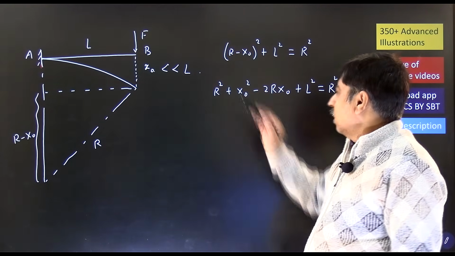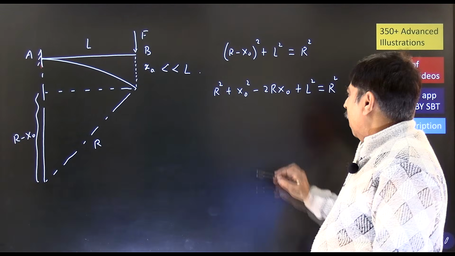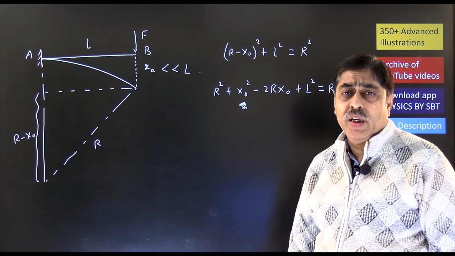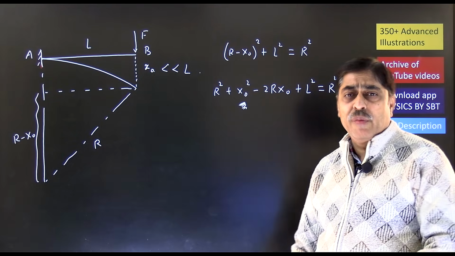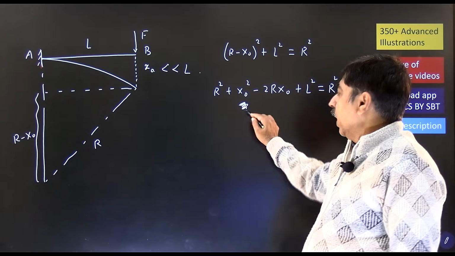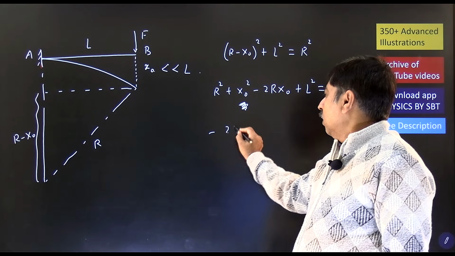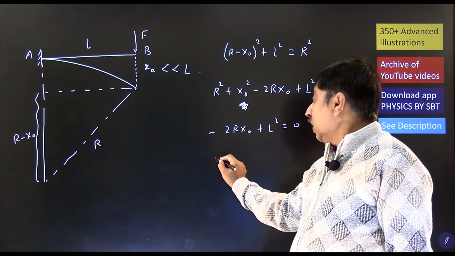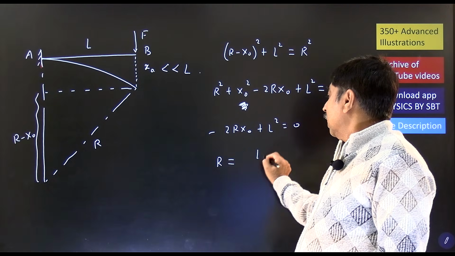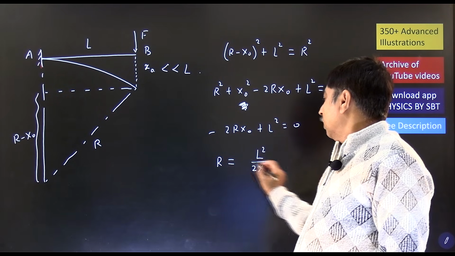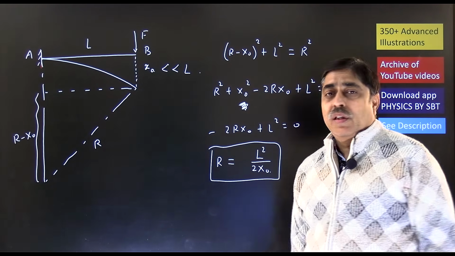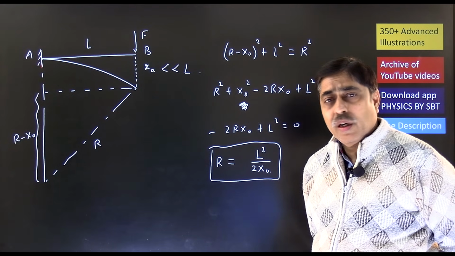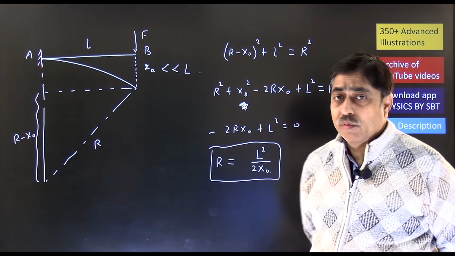So, this r square cancels out, and moreover I am allowed to ignore this term, because x naught is a small quantity in front of L, x naught square will be even smaller. So, I am neglecting this term. This becomes minus 2r x naught plus L square is 0, which means radius of curvature is L square by 2x naught. So, I have expressed the radius of curvature of the rod in terms of the length and given quantity x naught. That is my first step.